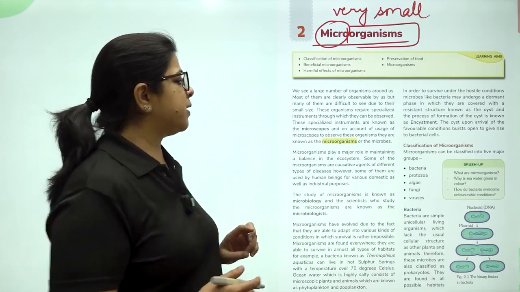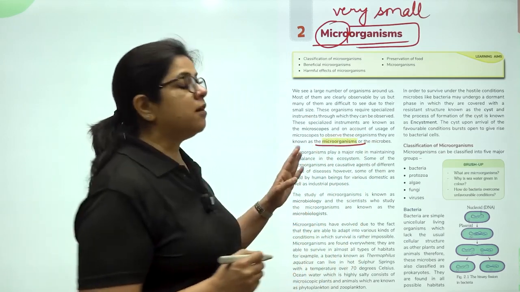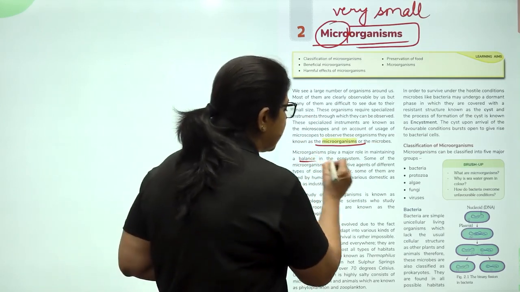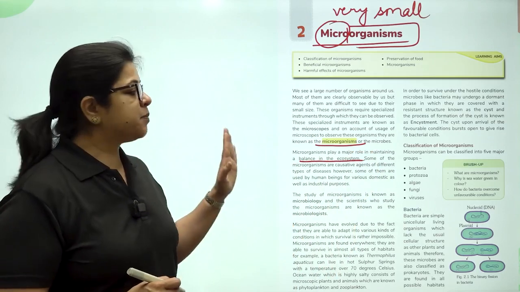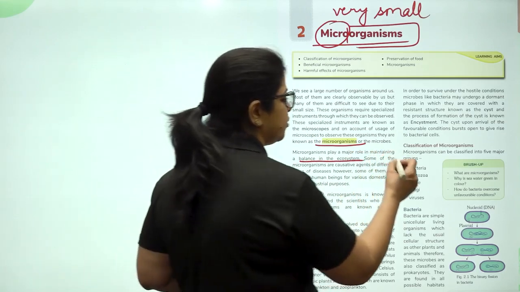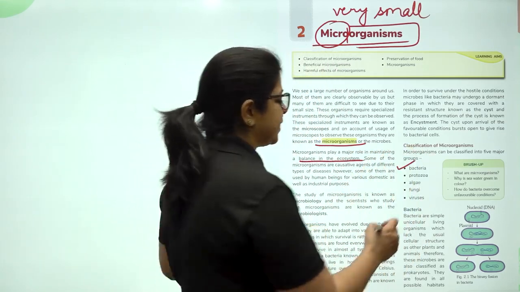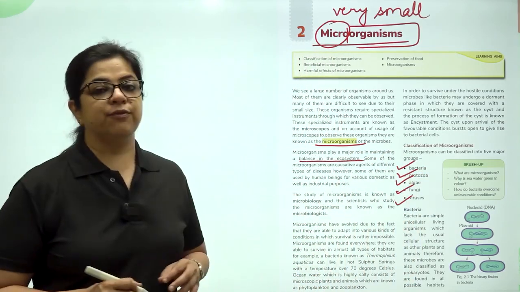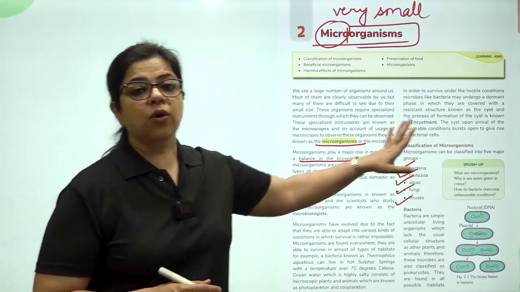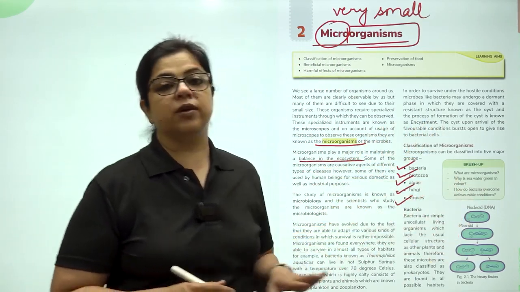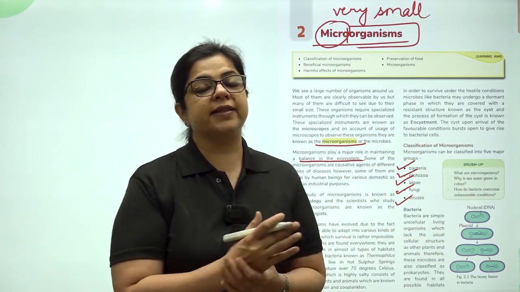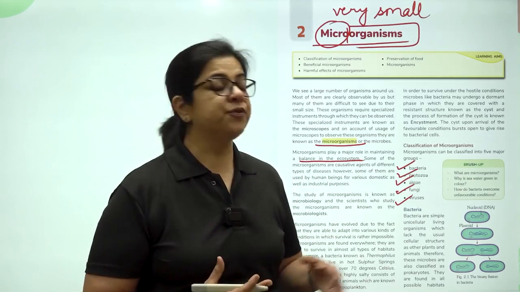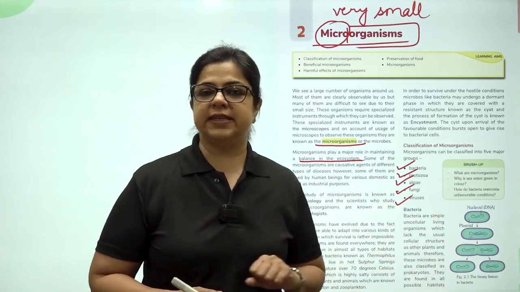Now children, these microorganisms play a major role in maintaining the ecosystem and the balance in the ecosystem. These microorganisms are classified into 5 major groups. There is bacteria, protozoa, algae, fungi and viruses. Now children, all these microorganisms are both useful and harmful also. Before we understand how they affect human life, let us understand each of these in detail.